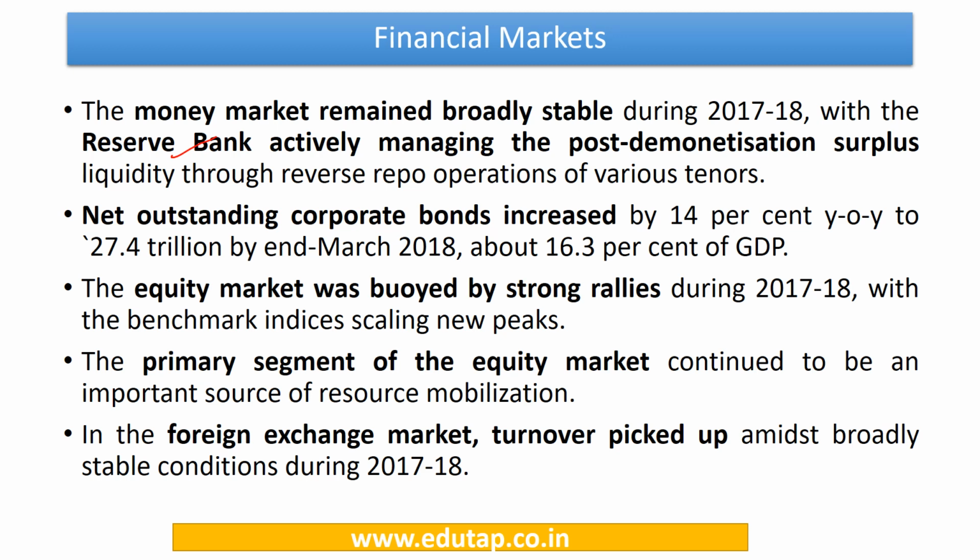And the equity market was buoyed by strong rallies. There were strong rallies in the equity market and in the primary segment of the equity market, that is the IPO segment, which was an important source of resource mobilization. And in the foreign exchange market, the turnover picked up and it was broadly stable during 2017-18. So this is with regard to the conditions in the money market and capital market. They were more or less stable.